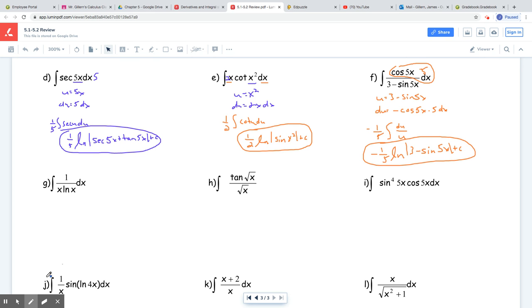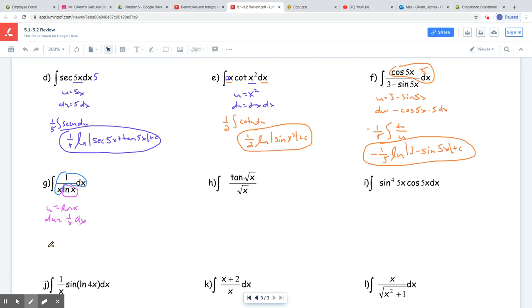And there's your answer. All right, this one could be a little tricky, trying to figure out what you can make u. And this is actually going to be the natural log of x. We're going to make u equals natural log of x. The derivative of that, the reason is because what's the derivative of natural log of x? It's 1 over x dx. So there's your 1 over x dx.